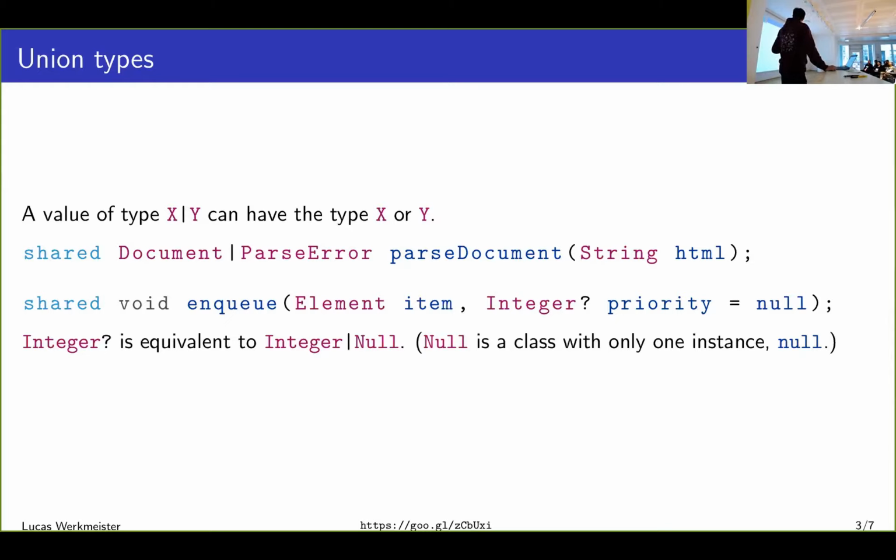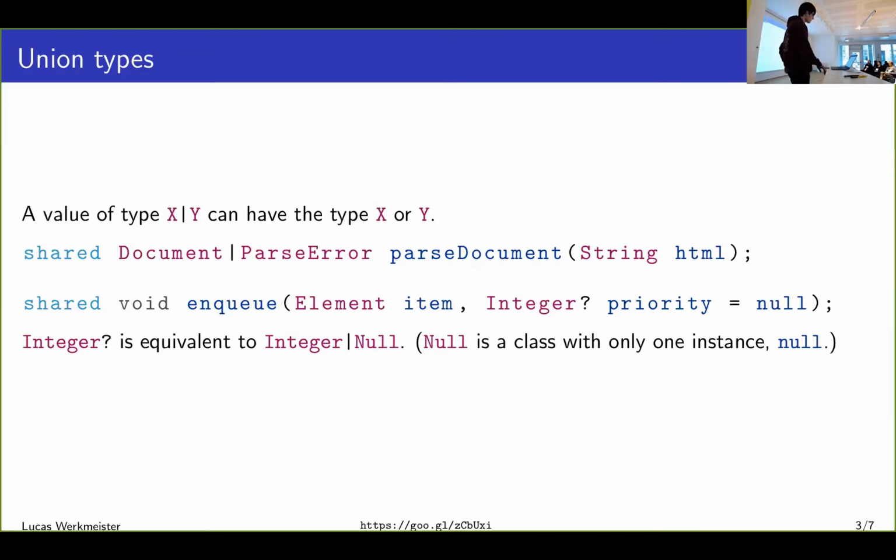So this can be this one special value null, or it can be any kind of integer number. And that's how null safety works in Ceylon. Ceylon is a null safe language. You can't have something like a null pointer exception or null reference exception or anything like that in Ceylon. If you have an optional value that could be null, then the compiler will force you to first deal with that possibility before you can run into any kind of problems.